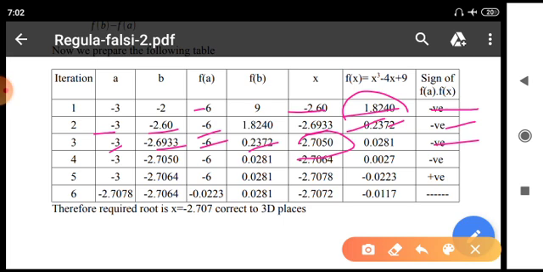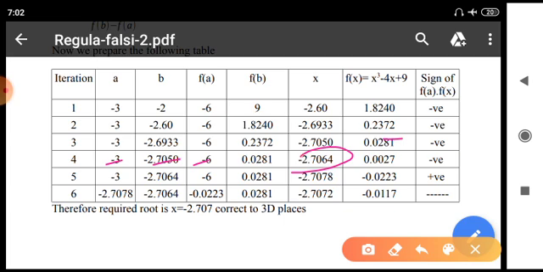Again the product is negative. Fourth step, now a is minus 3, b is from here minus 2.7050, f of a is minus 6, f of b is copied from here. Again calculate x, we get minus 2.7064. F of x we will get it as 0.0027, which is negative. If it is negative, again I have to write x value in b. So a is minus 3, f of a is minus 6, f of b is 0.0281. So x value we will get it as minus 2.7078. F of x value, if we calculate, it is negative.